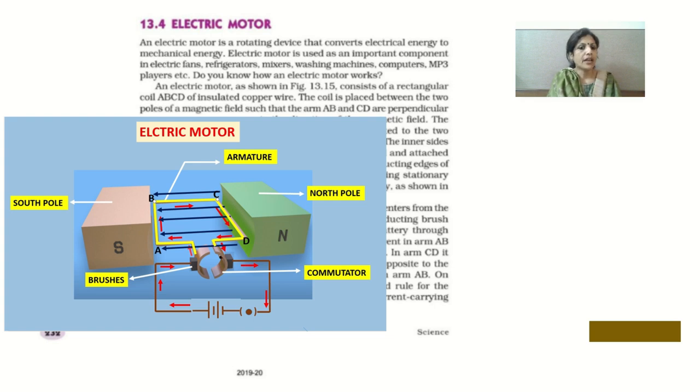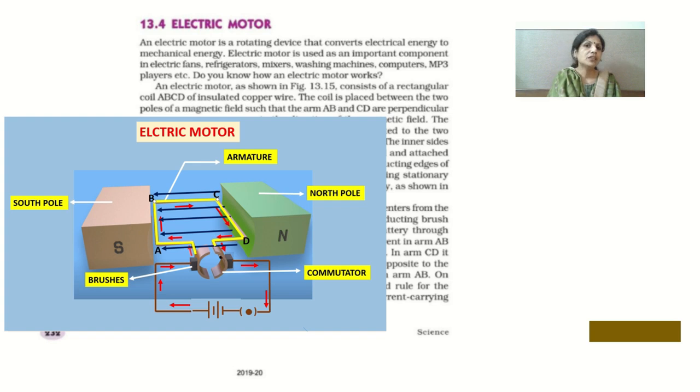The two free ends of the rectangular coil are then attached to two split rings, which are also called the commutator, and on the commutator two carbon brushes are pressed. These two carbon brushes are then connected with the remaining part of the circuit with the help of connecting wires, which are then attached to the battery and the plug key.